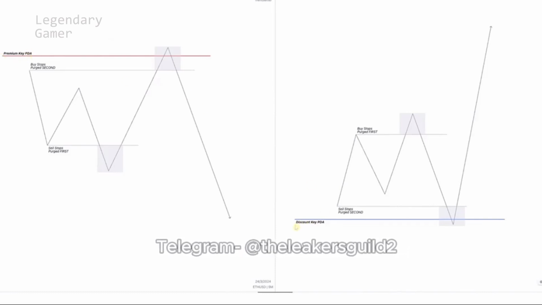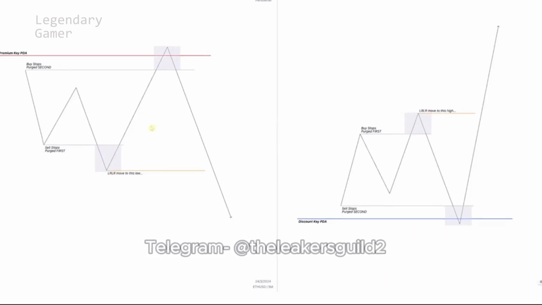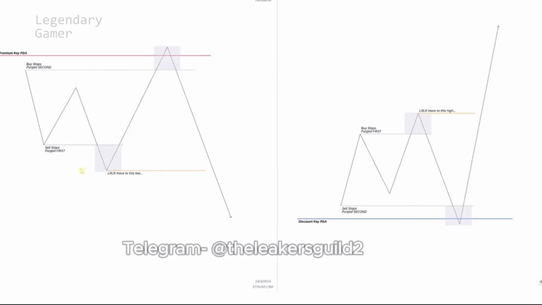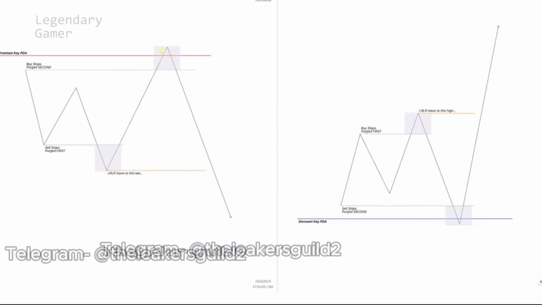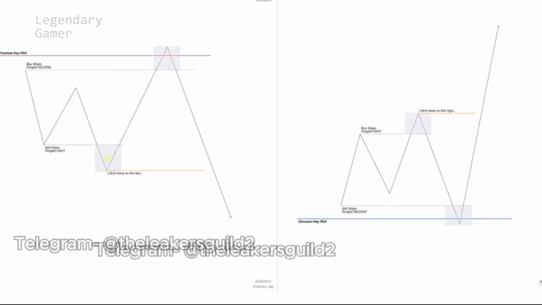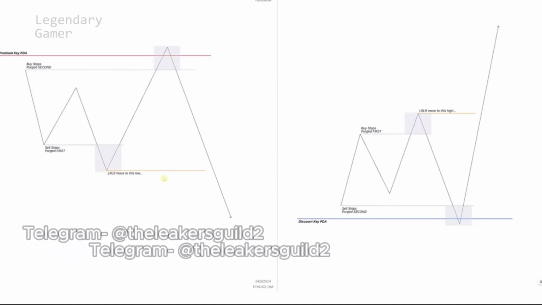And then in a bullish scenario we want to see that discount PD array. Now when both sell stops and buy stops have been purged, aka the double purge, then the market makers will move the market in the real direction it wants to go with a low resistance liquidity run. So now in a bearish scenario, first the sell stops, then the buy stops purged, which is a double purge, and then the LRLR happens to this low.